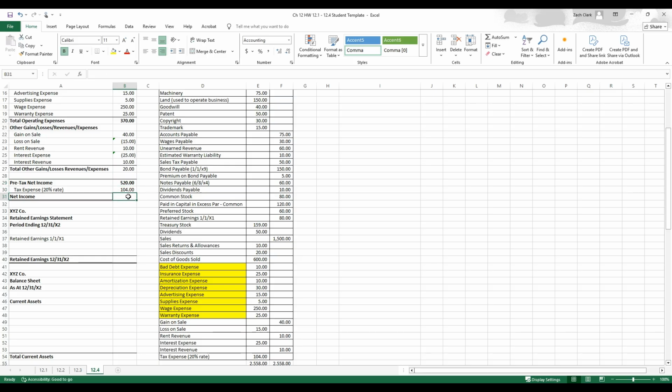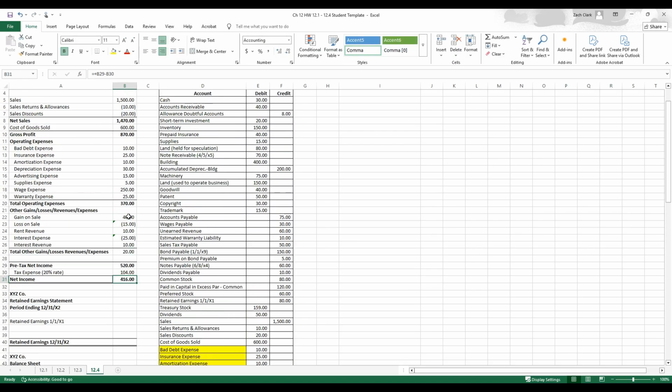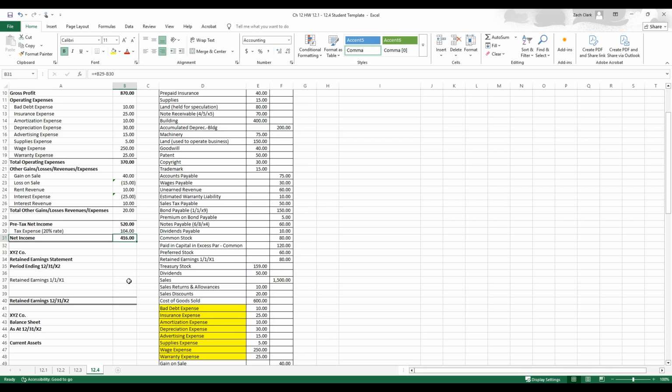Yeah, that's a simplified way to get a tax number. Real taxes are much more complicated than that, but it gives you kind of an idea of what you would sort of do to calculate a tax number there. It's based on net income, essentially, is the idea. So if we reduce that from pre-tax net income, we get 416, and that's our net income.